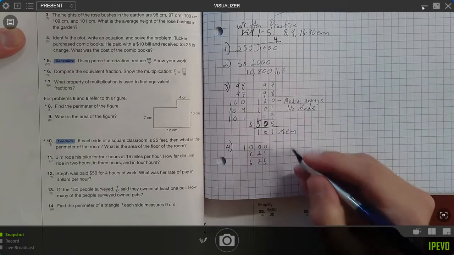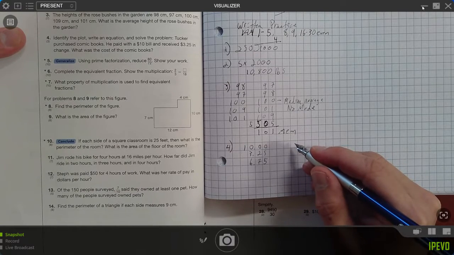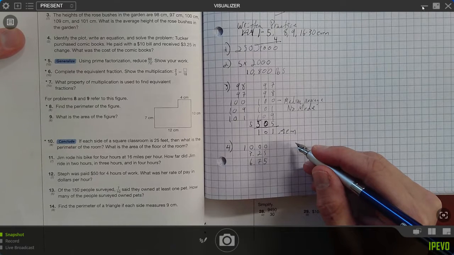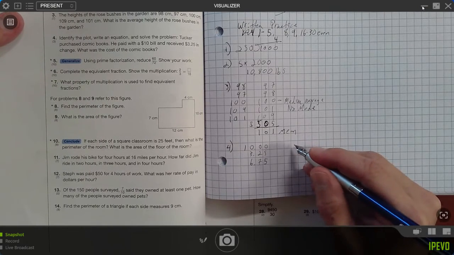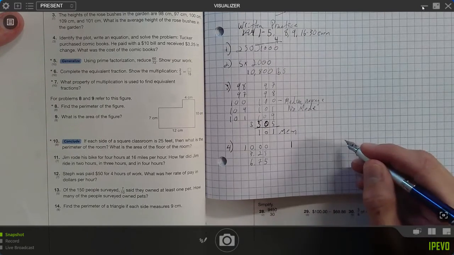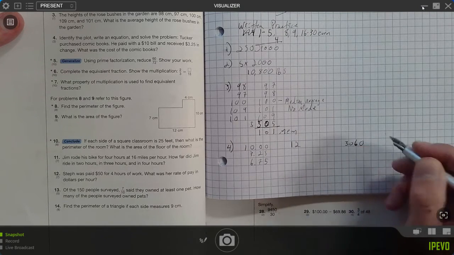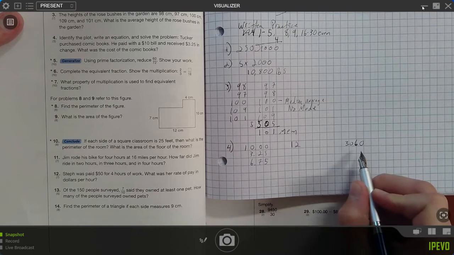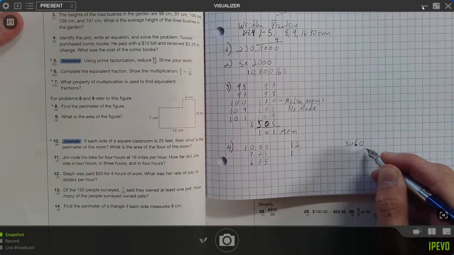Use prime factorization to reduce 60 over 72. So what they mean by that is we need to find the greatest common factor. Okay, so what number goes into 60 as well as 72? I know that off the top of my head, but we can go ahead and look. 1 and 60, 2 and 30. I'm not going to go all the way down, I'm going to go a little simpler. I'm going to do 1 and 72.